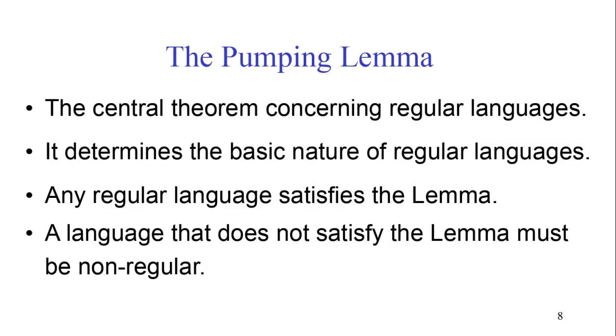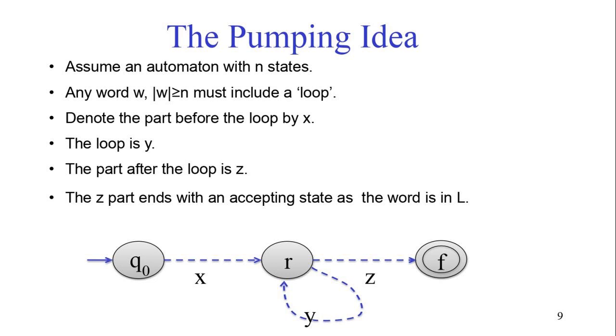To systematically classify regular and non-regular languages, we use the pumping lemma. Any language that satisfies the lemma is classified as a regular language, and the language which does not satisfy the lemma is classified as a non-regular language. The idea behind the pumping lemma is to divide the regular language into three parts: x, y, and z, where x and z are the non-repetitive parts and y is the repetitive part.